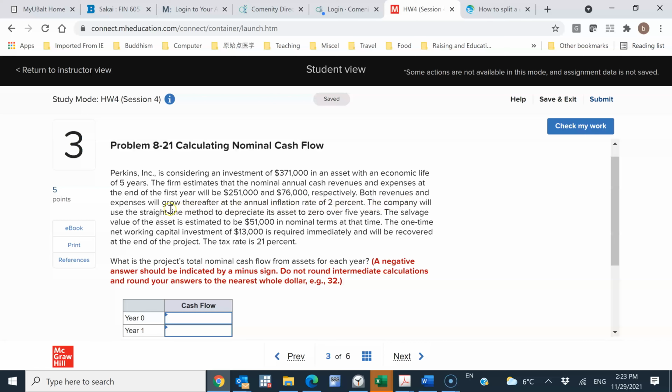The company will use the straight-line method to depreciate its asset to zero over 5 years. The salvage value of the asset is estimated to be $51,000 in nominal terms. At that time, the one-time net working capital investment of $13,000 is required immediately and will be recovered at the end of the project. The tax rate is 21%.